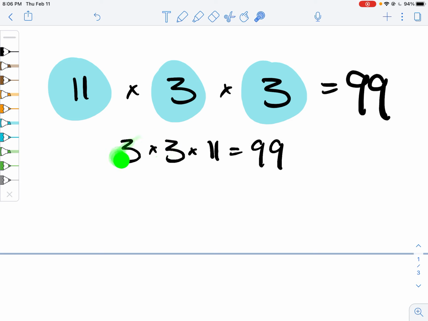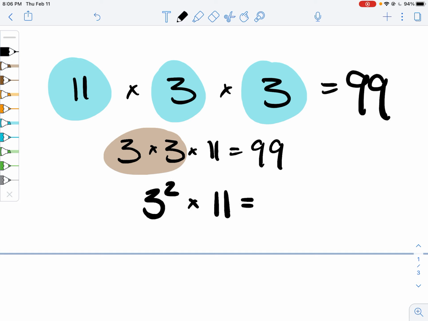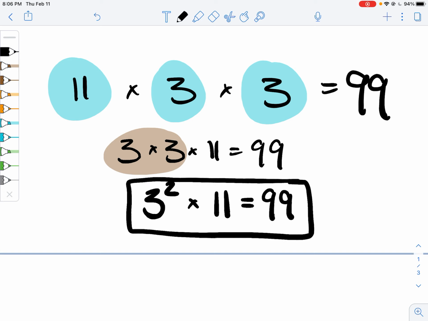And then if you have any repeats, see we have 2 3s here. Remember 3 times 3, that's the same thing as 3 squared. So we can also use exponents as well. So this is going to be our final answer right here. If ever we have repeats, write it as a power with exponents.